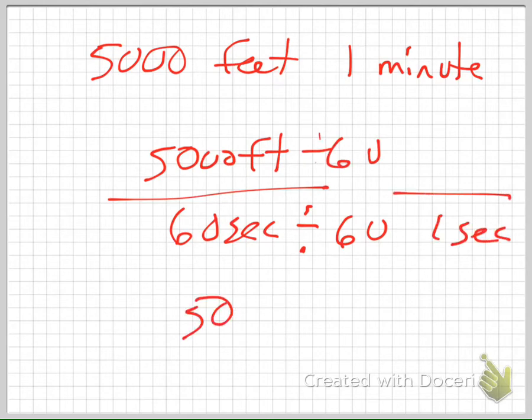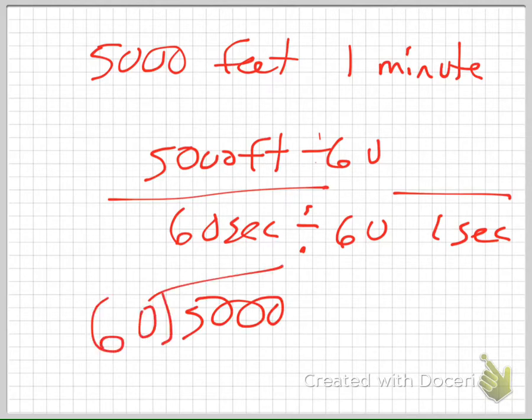And you go, oh, okay, 5,000 divided by 60. Whatever number that is is how many feet per second they were going. Does that make sense? You just do the math. Okay. Try a couple of these. Try this one then.